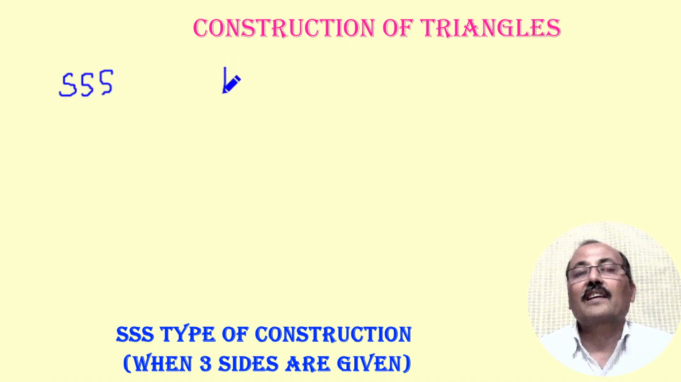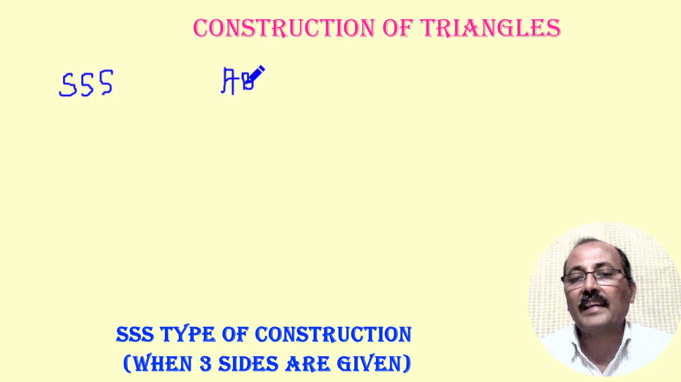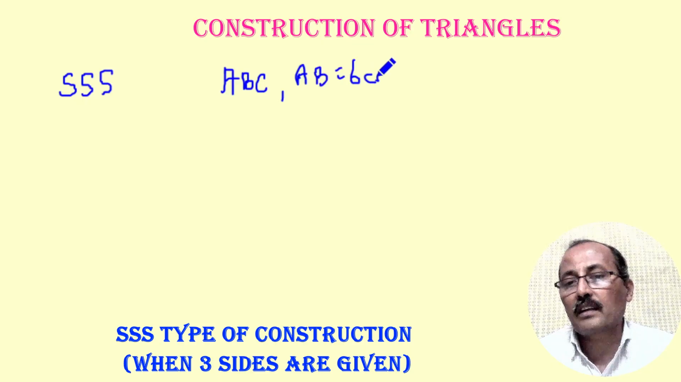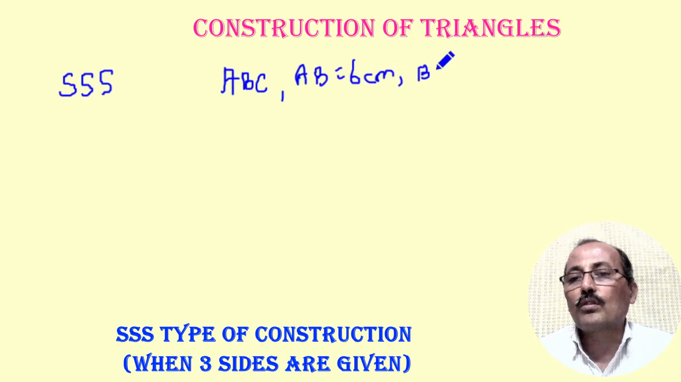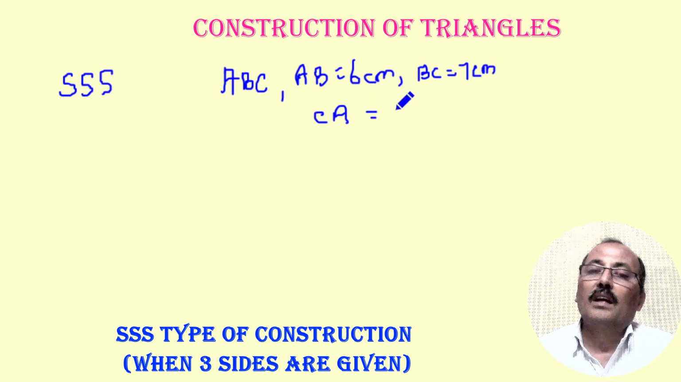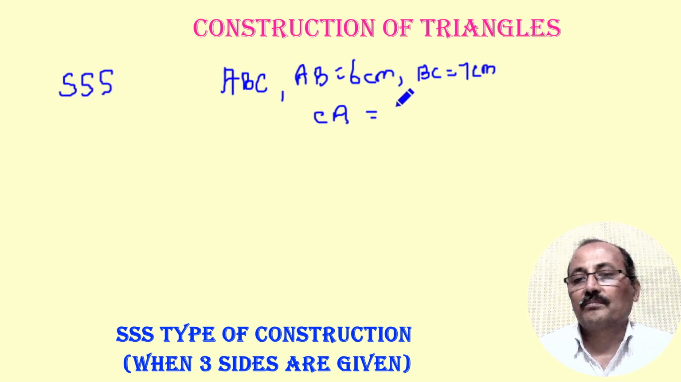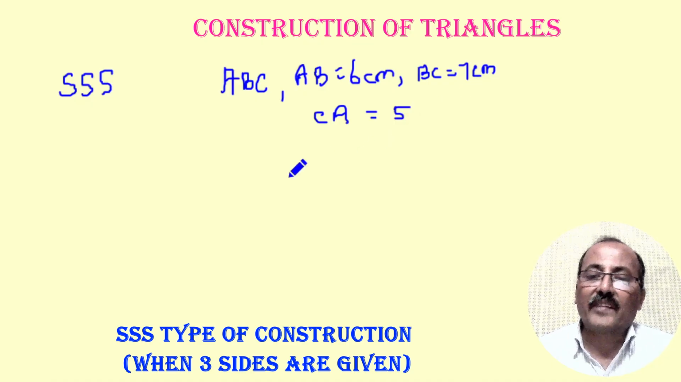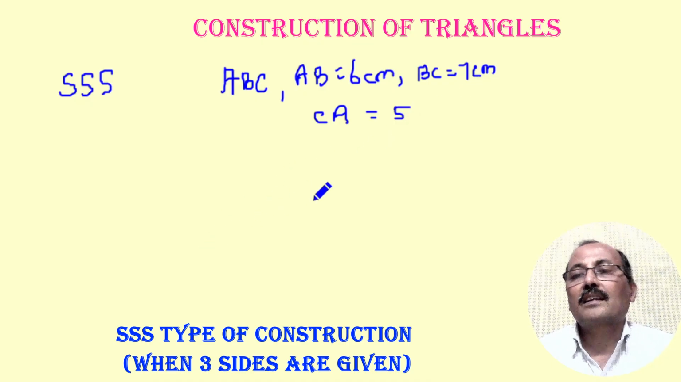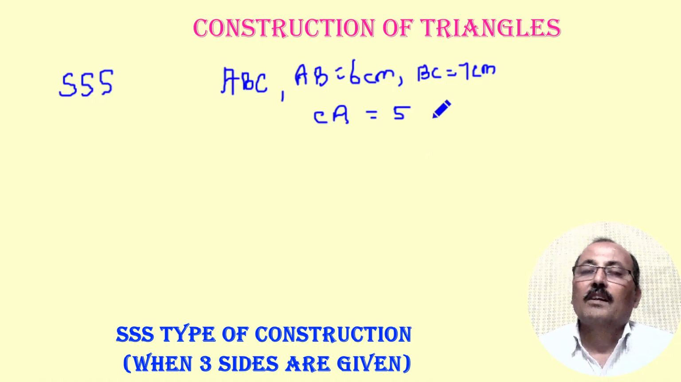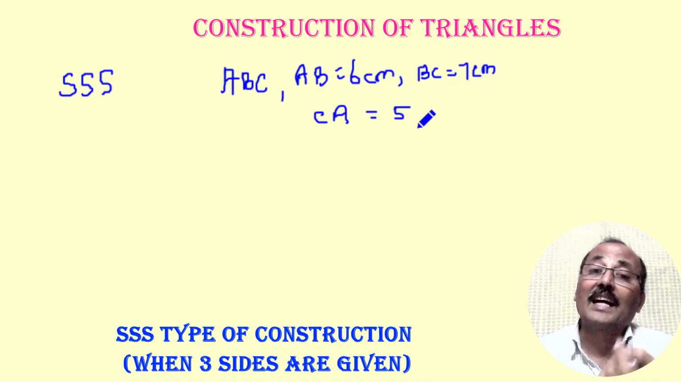Given a construct a triangle ABC with AB equal to 6 centimeter, BC equal to 7 centimeter and CA equal to 5 centimeter. I will take 5, because if I take a longer length here, space won't be possible. That's why I reduced it. In the exam, they can ask any length.